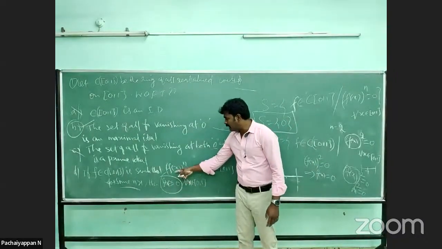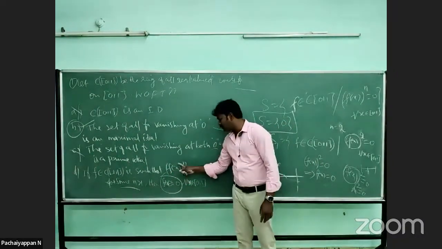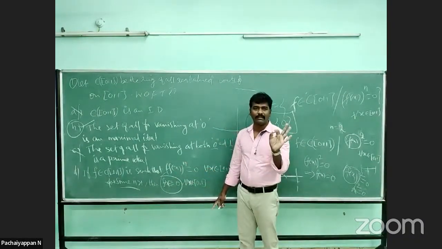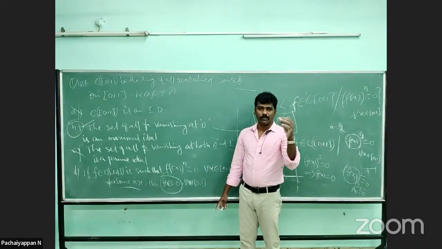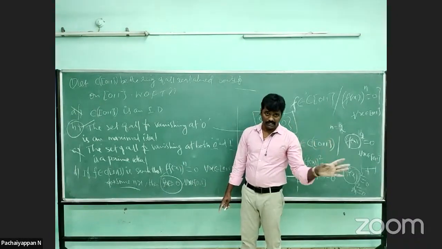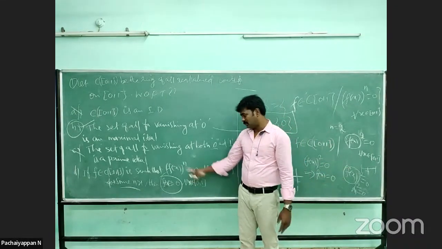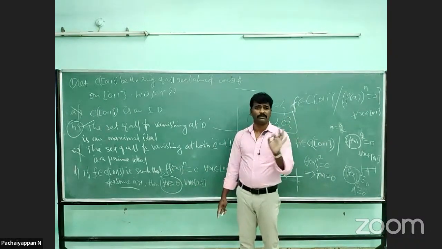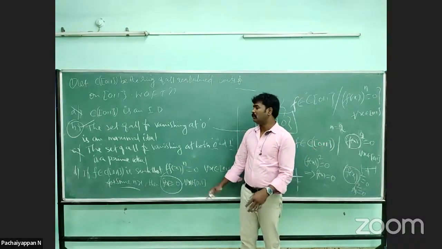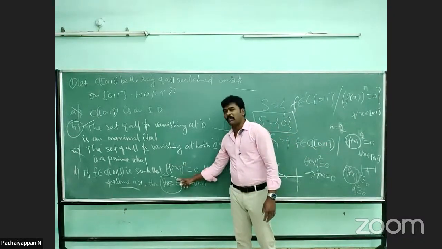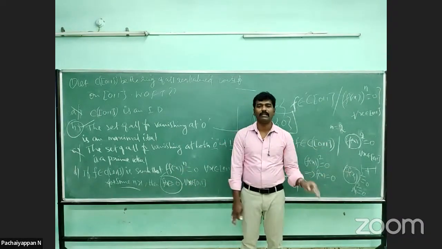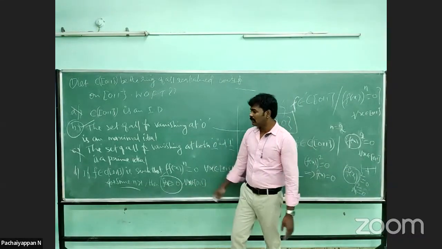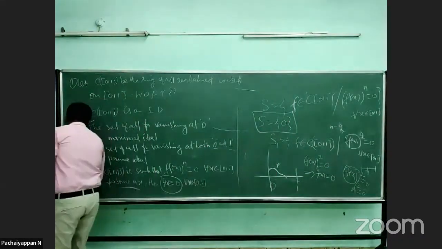You have to write here f of x whole power n. This is some alpha, alpha power n equal to 0. Just think about a polynomial: x power n equal to 0 means x should be 0, all roots are 0 only. Same thing: f of x whole power n equals 0, so f of x should be 0 for all x. Therefore, whenever f satisfies this property, f should be 0 only. So this is a wrong statement.